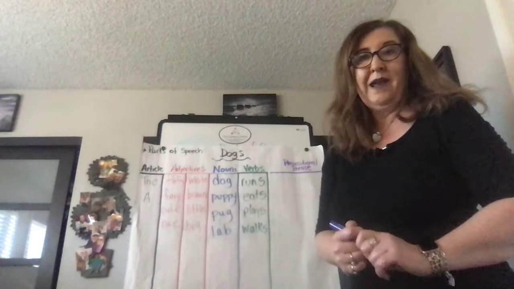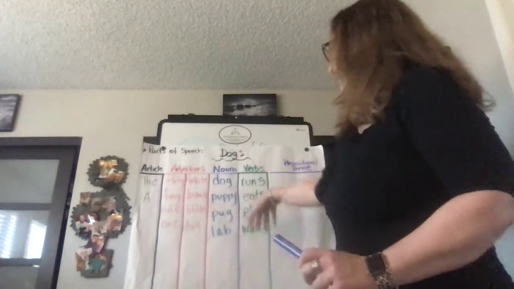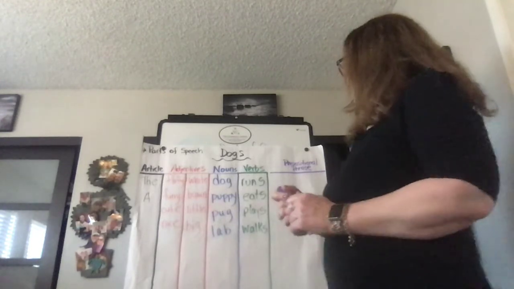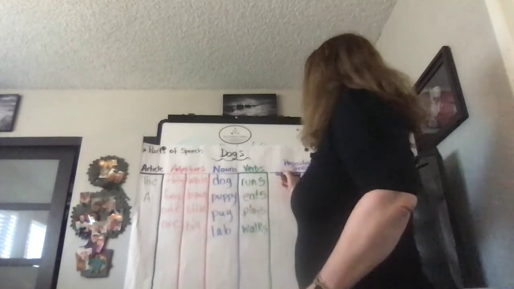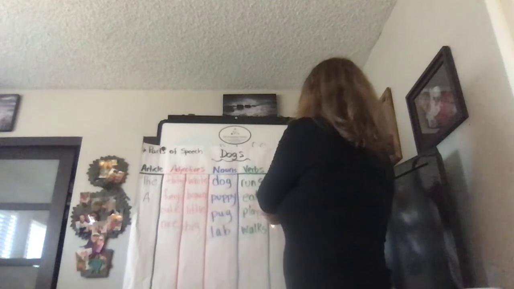Okay, and then prepositional phrase. This is going to be where the dog does these things. So where does the dog run? Where does the white dog run? Where does the pug eat at? Things like that. So I'm going to put first one in the house because a lot of you have your dogs in the house.